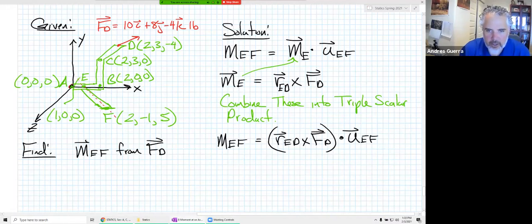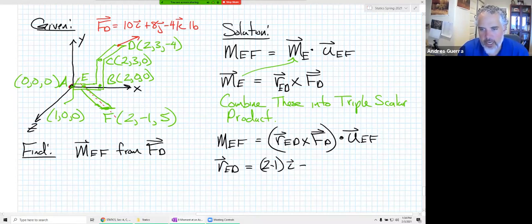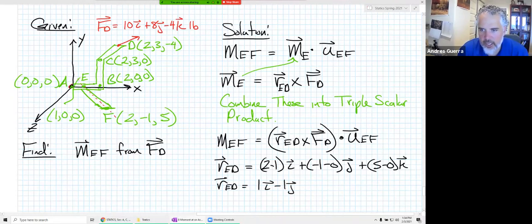So let's write out our vectors. R from E to D is going to be equal to final minus initial, right? So in the x direction, it's going to be 2 minus 1 in the i. It's going to be a minus 1 minus 0 in the j, and then plus a 5 minus 0 in the k direction. And so our R from E to D is going to be a 1i minus a 1j plus a 5k hat.